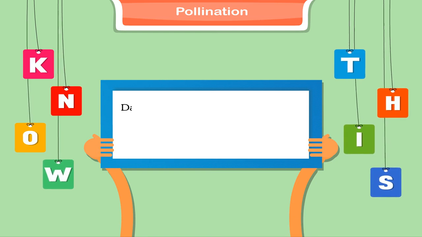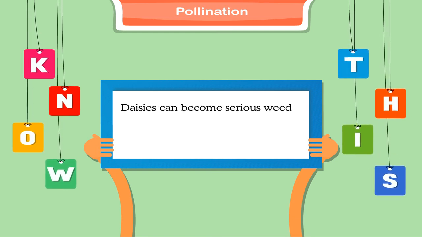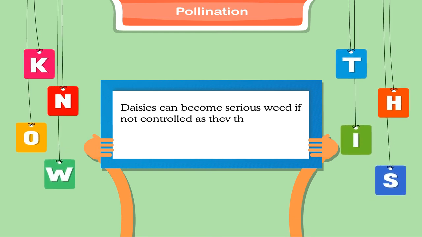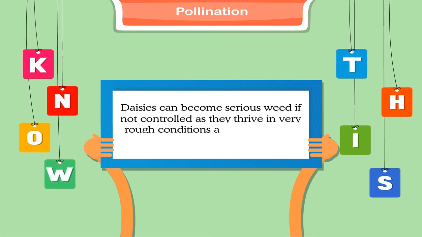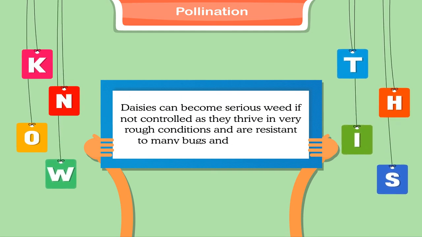Know this: daisies can become serious weeds if not controlled, as they thrive in very rough conditions and are resistant to many bugs and pesticides.